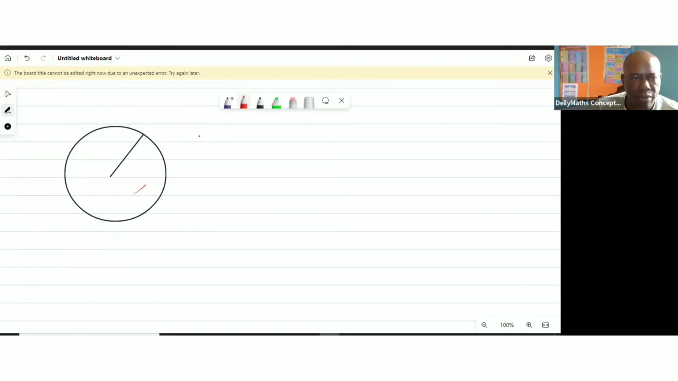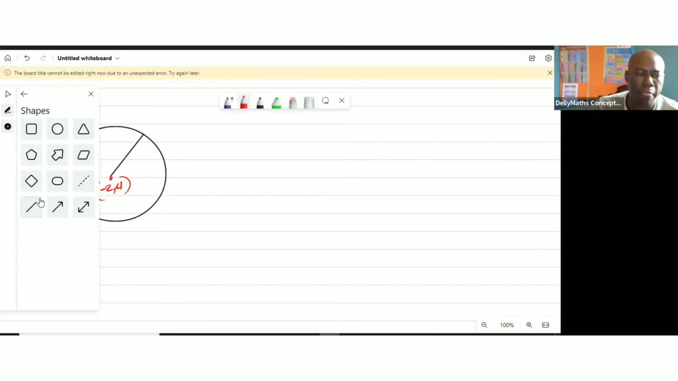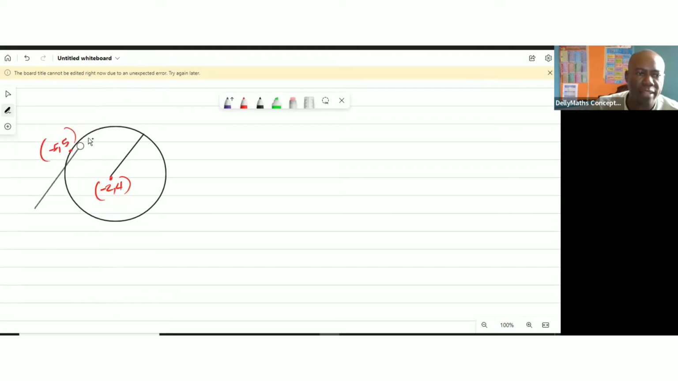And the center of my circle was -2, 4, right? So we have the center of the circle there. Now, this question is saying that we have a tangent at -5, 5. So there is a tangent to the circle at -5, 5. So let me just put it on. At -5, 5, we do have a tangent to the circle right here. So that's the idea. All right. So we have a tangent to the circle at -5, 5.